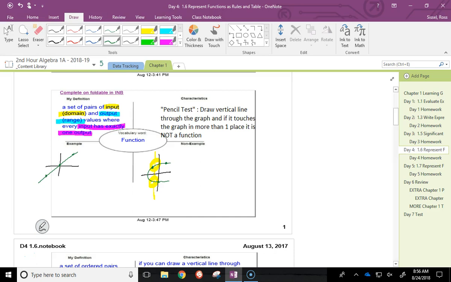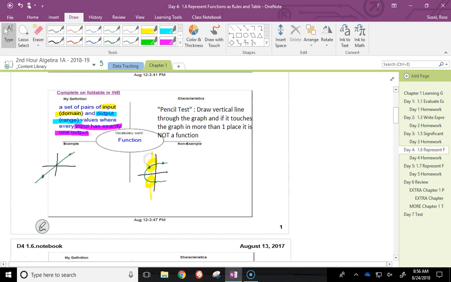When it's touching right here, it's not touching any other place on my line. On this side, I'm going to erase that. But on this one, when it touches here, it's also touching here. That's no. The other example is how we can tell if it's a function right away.